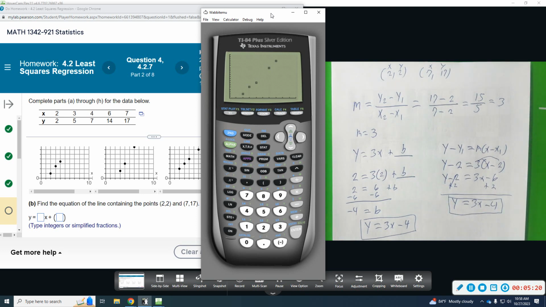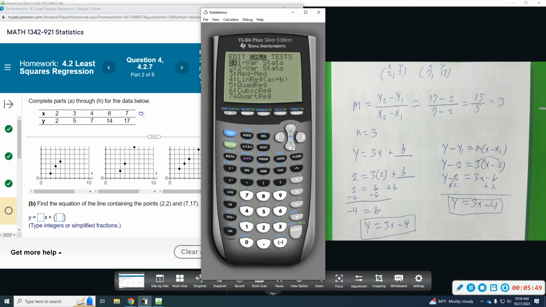Now also, you can do this in the calculator. If I go to stat, I'm going to hit enter on edit. Since I have some data in L1 and L2, I'm going to use L3 and L4. So I'm going to do x values, 2 and then 7. And then directly across from those x values, I'm going to put the 2 y values, 2 and then 17.